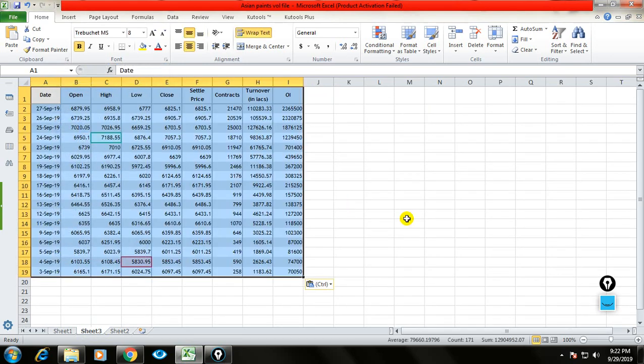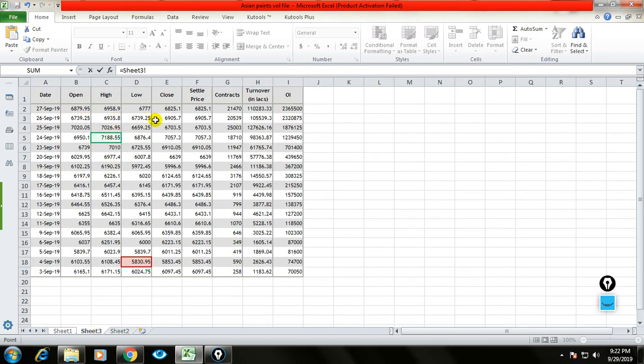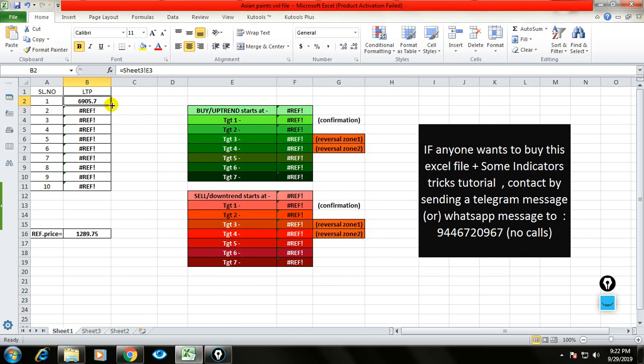We are pasting it here. Now we are going to generate levels for the 27th. So the closing price of the 26th and backwards up to the 10th, 10 numbers should be inputted. So we are going to sheet 3 and going to click the closing price of the 26th. Okay, it's done. Now click and drag downwards. Now the reference price is 6905.7, which is the closing price of the 26th. Okay, now the levels are generated.